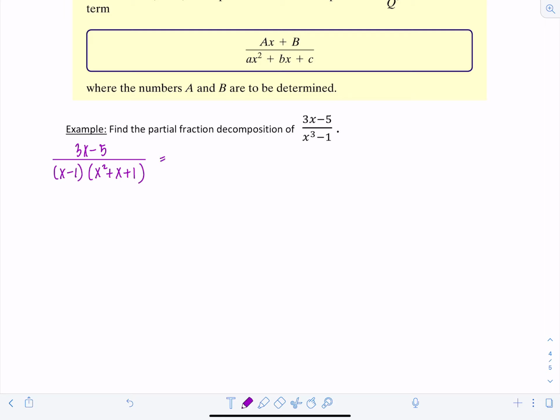For the factor x minus 1, that's linear, so I can just have A over x minus 1. But x squared plus x plus 1 is prime, right? It cannot be broken down any further, which means it's an irreducible quadratic. Since I have a squared term in the denominator, I need a linear expression in the numerator, so I need Bx plus C up here. From here, the rest of the process is the same.